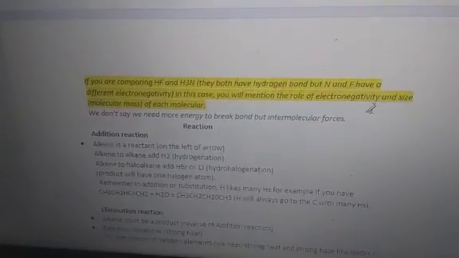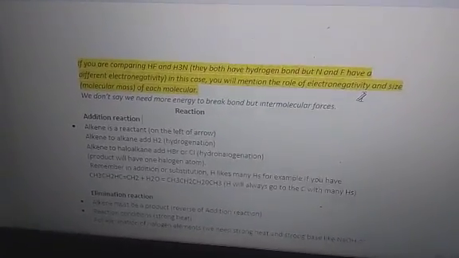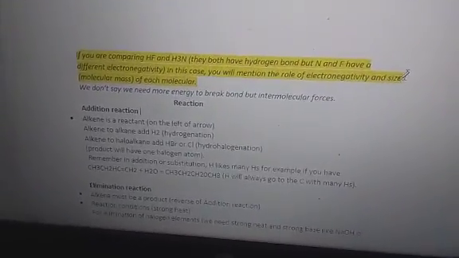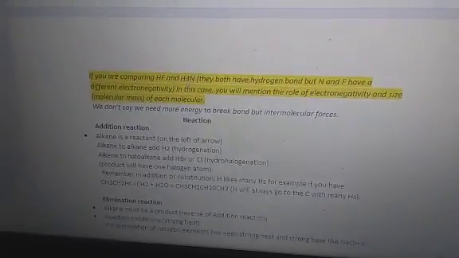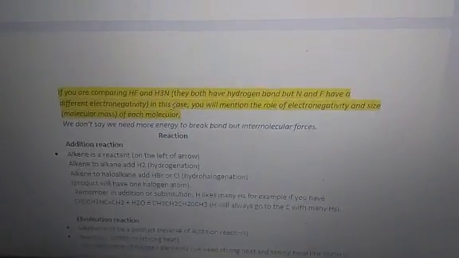the fact that nitrogen has the highest electronegativity and size. You also need to compare size. Inasmuch as they both have hydrogen bonds, they won't have the same intermolecular forces because they don't have the same mass and they don't have the same electronegativity. Therefore, they will have to differ. You need to pay attention to those. You have to mention those in your answers.